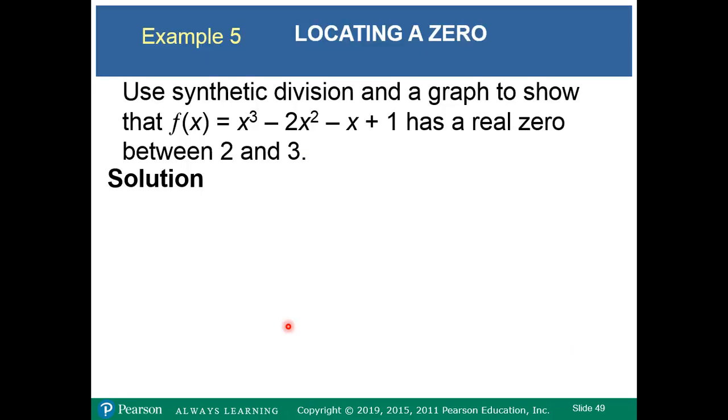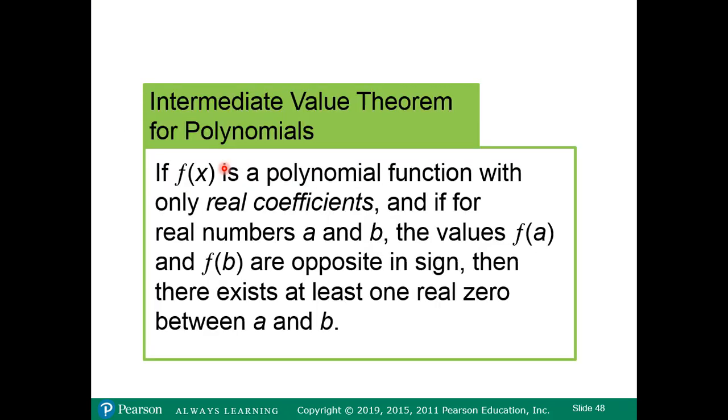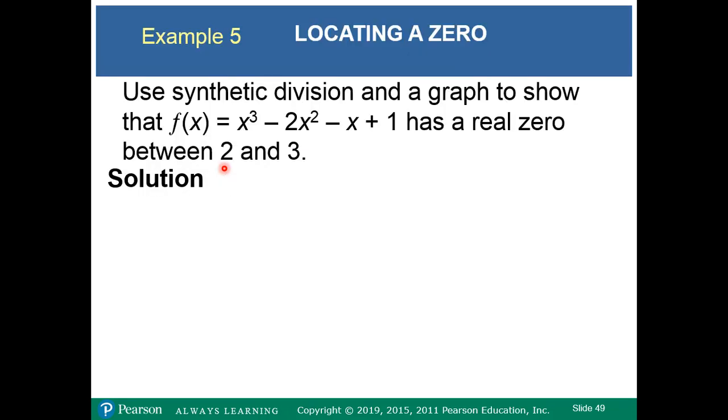So now let's use synthetic division and a graph to show that this function f of x has a real zero between 2 and 3. So let's use the mean value theorem, or the intermediate value theorem here. Yeah, the intermediate value theorem here. And what we're going to do is we're basically going to use the remainder theorem to evaluate this function at 2 and at 3. So we're going to use synthetic division to do that.